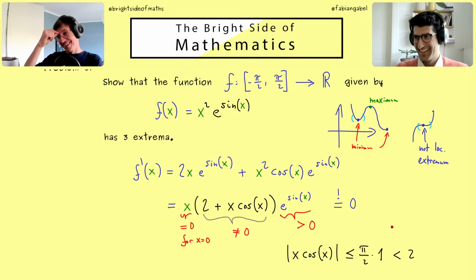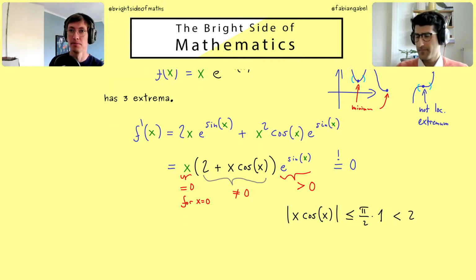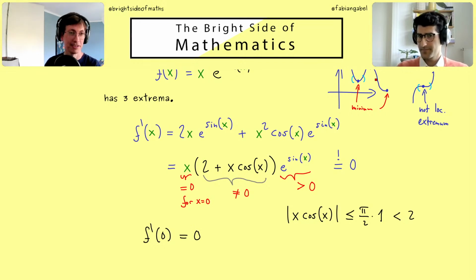Okay. Now we know how many zeros we have for the derivative of the function, namely only 1 at 0. So f prime of 0 is 0. So a necessary condition for an extremum in the inner part, inside the domain, is fulfilled. And now we have to check if that's also sufficient. Is that really a minimum or maximum, or is it something where the derivative is equal to 0, but you don't have an extremum in the end? So how can we do that?